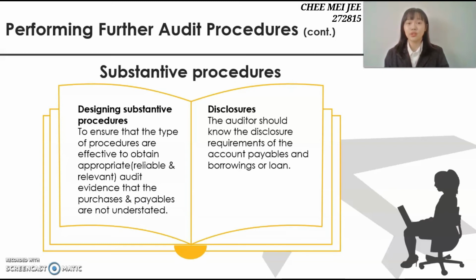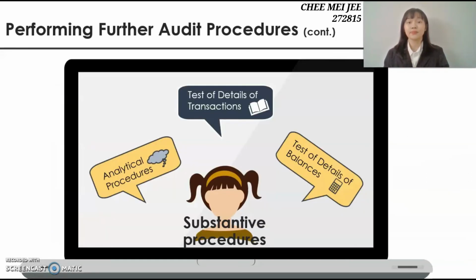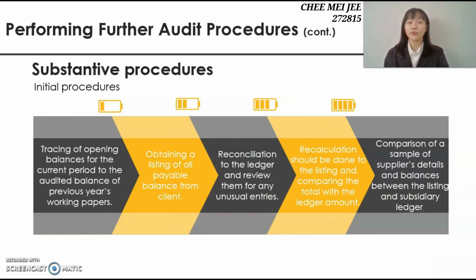For the disclosure, the auditor should know the requirements for accounts payable and borrowings or loans. This part will be discussed later. There are three types of substantive procedures, which are analytical procedures, tests of details of transactions, and tests of details of balances. Prior to performing the further audit procedures, an auditor should perform initial procedures such as tracing the opening balance for the current period shown in the ledger provided by the client company to the audited balance in the previous year's audit working paper.